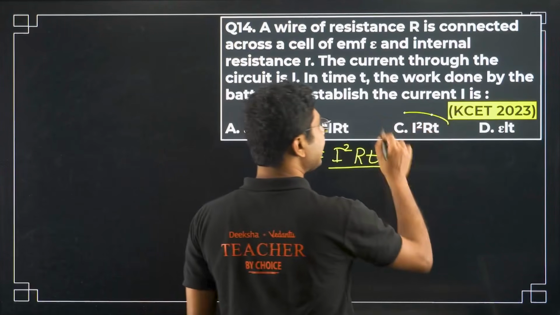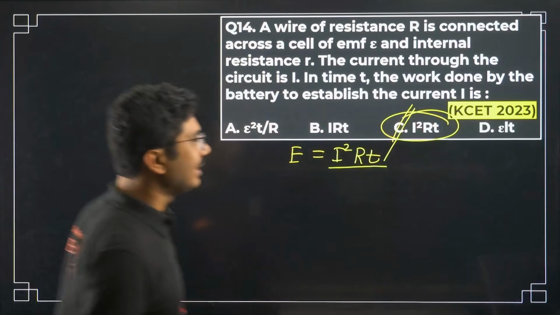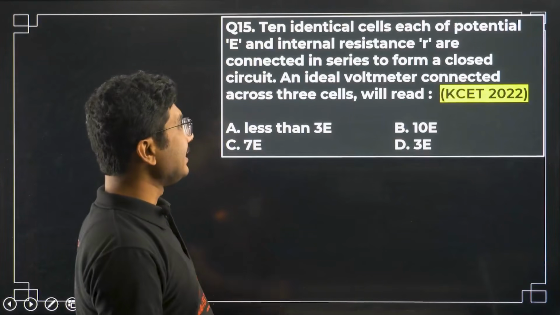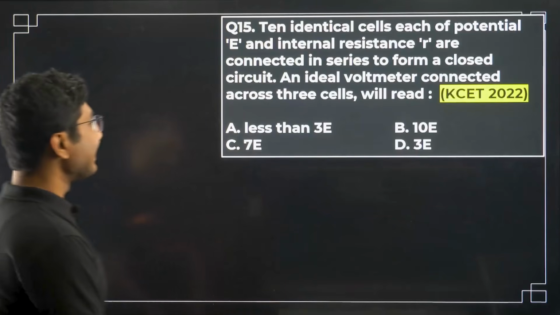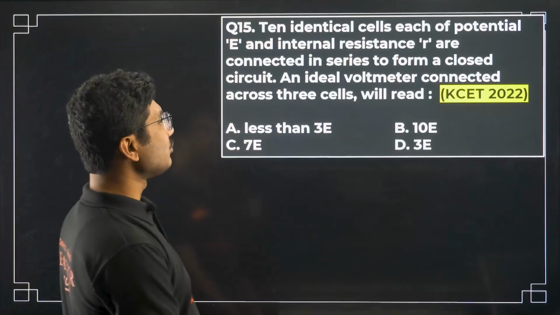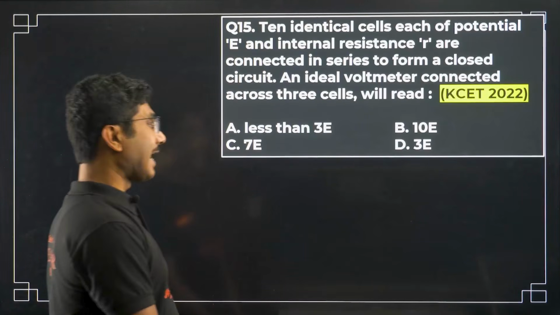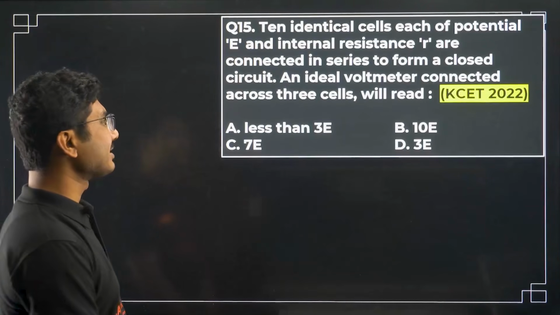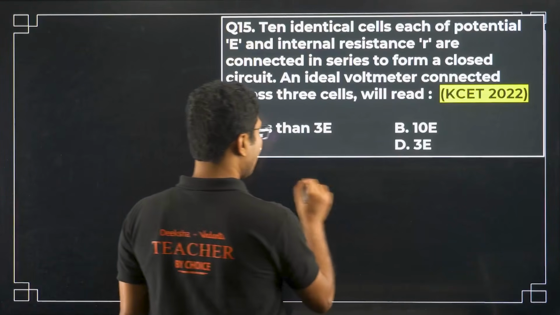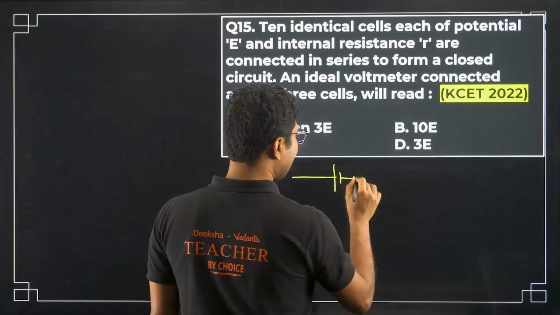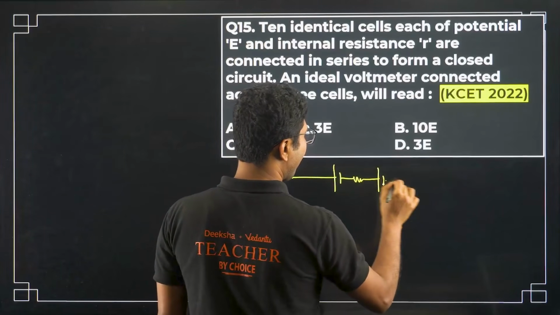So from that we say this is the correct answer, I square RT. 10 identical cells each of potential E and internal resistance R are connected in series to form a closed circuit, with an ideal voltmeter connected across 3 cells. We solved it during our lecture. I think I will solve it once more.